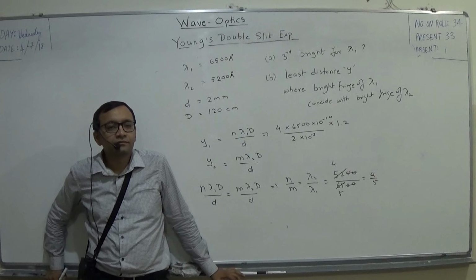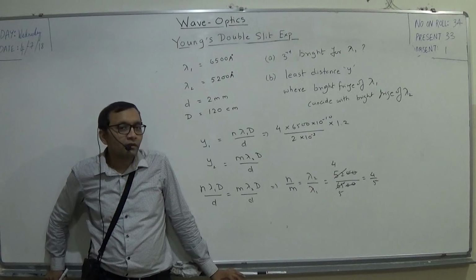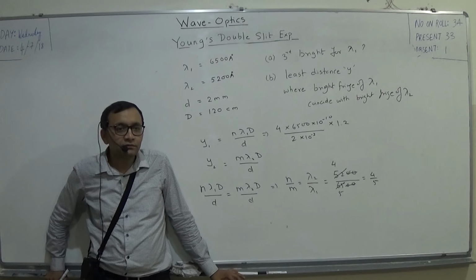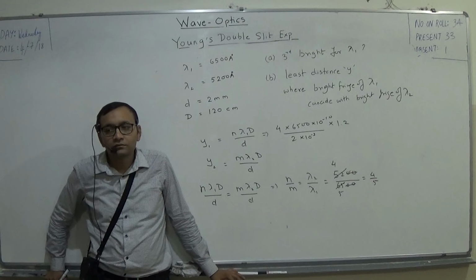So I didn't simplify. N1 by N2 is equal to 65 by 2. I didn't simplify it to 4 by 5. I just took 65 and used it. So you did know it is a multiple of 13? So I didn't do it. Okay.